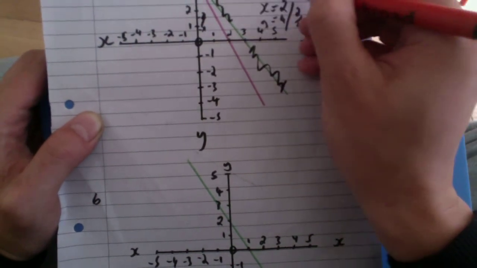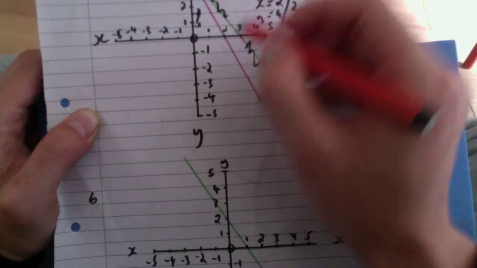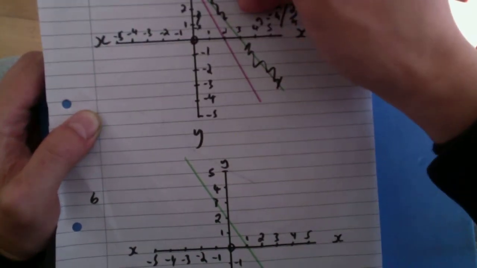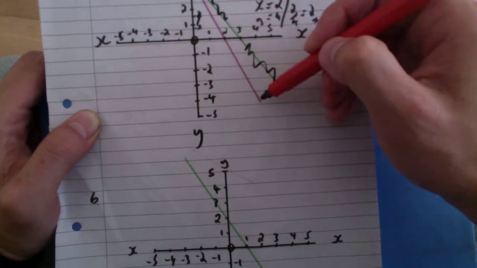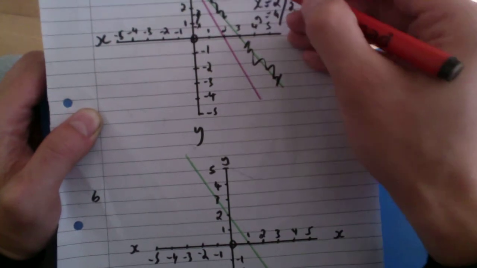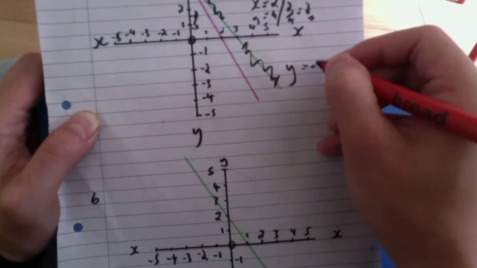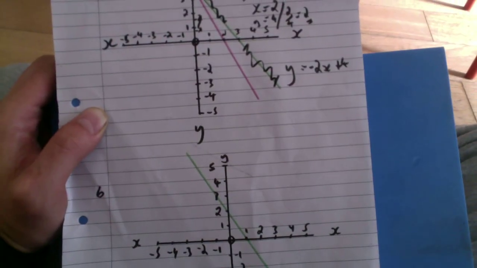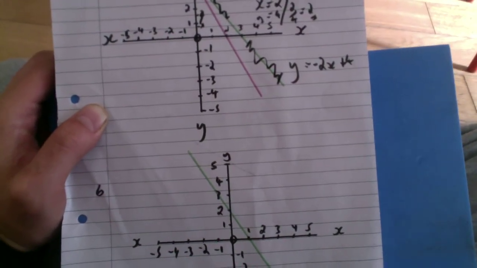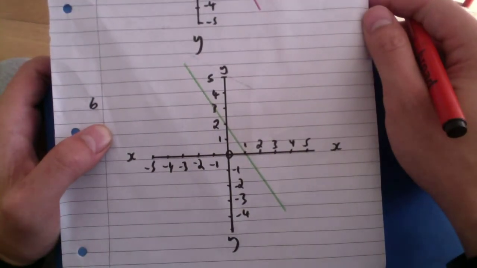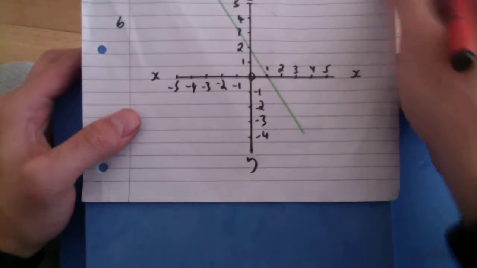But remember I said this is a negative gradient, so it's not 2x plus 4, otherwise it would be going this way. So it's y equals minus 2x plus 4. Alright, let's move on to the other one.